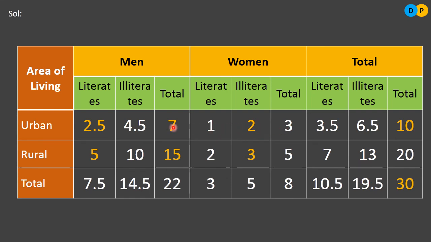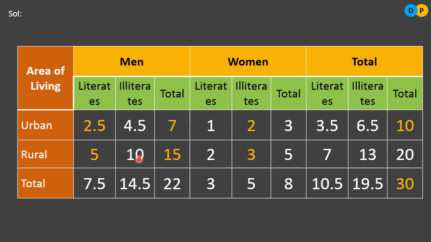Next, talking about rural areas. In rural areas there were 15 lakh male people. So the total strength of men is 15 lakh, out of which only 5 lakh are literate. So what is the illiterate strength? 15 minus 5 will give me the value 10 lakh.